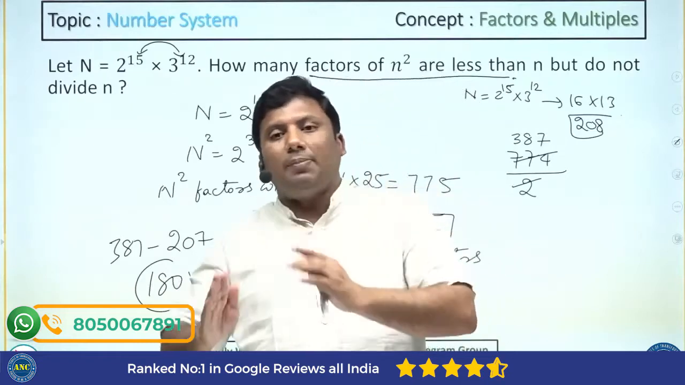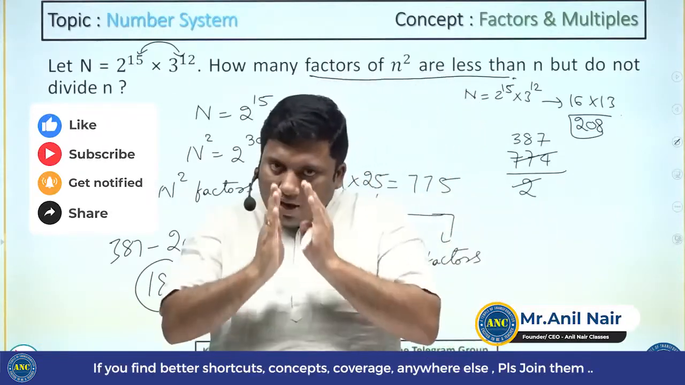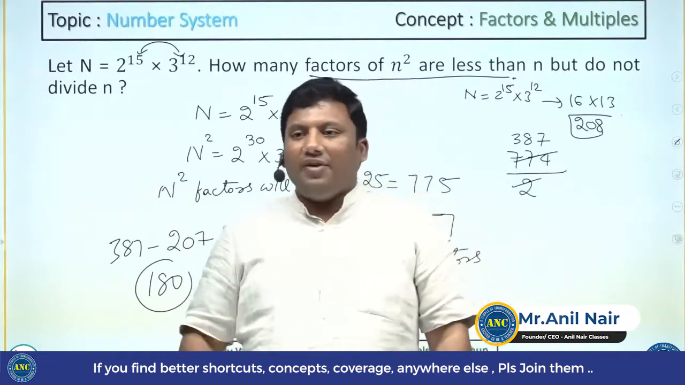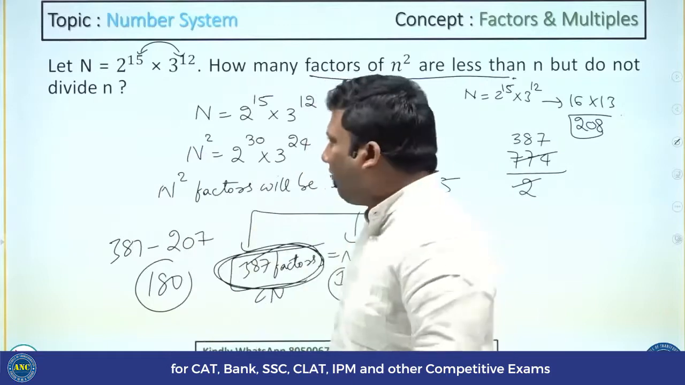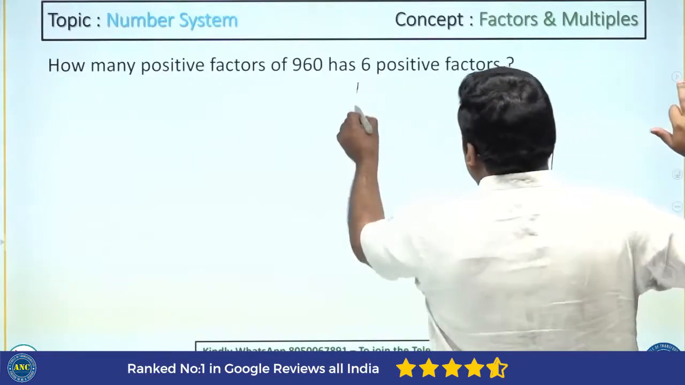N square is a perfect square. A perfect square has an odd number of factors. One will be equivalent to n. Less than n, k factors. Greater than n, k factors.